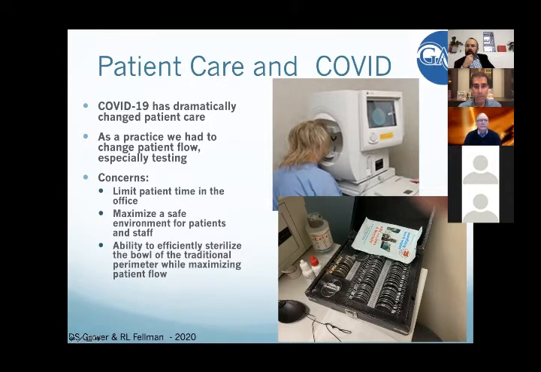There were some indications and instructions on how to clean the bowl and keep it safe that the companies that make these perimeters put out. But really, it takes at least 15 minutes, I would say. Right, Ron, you think 15, 20 minutes to clean the machines adequately in between patients?